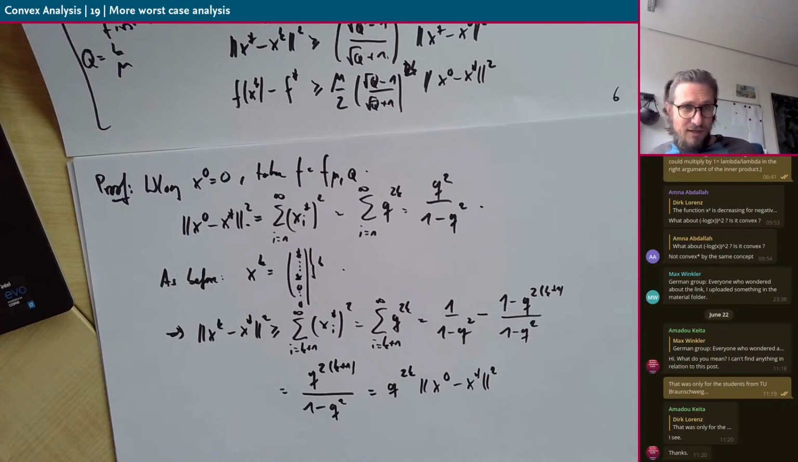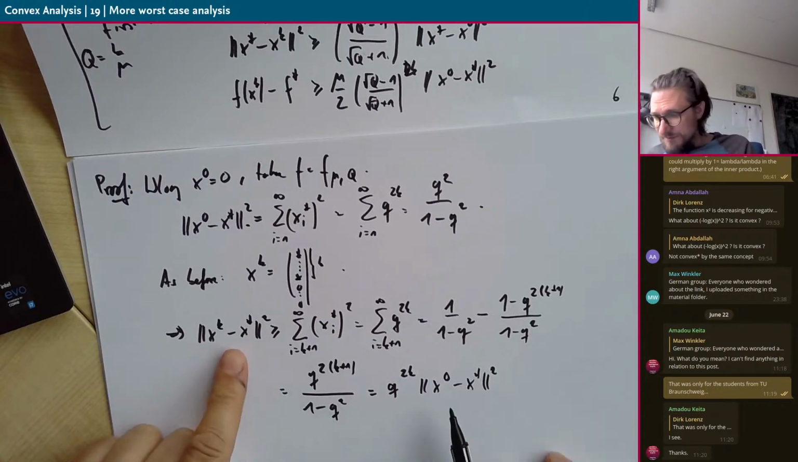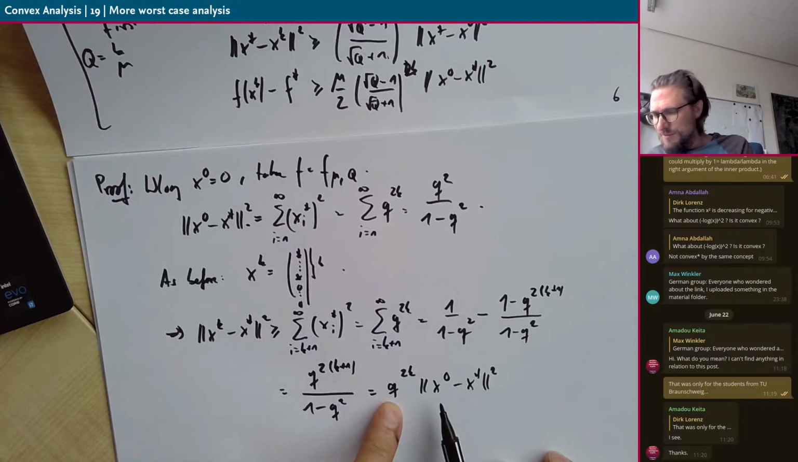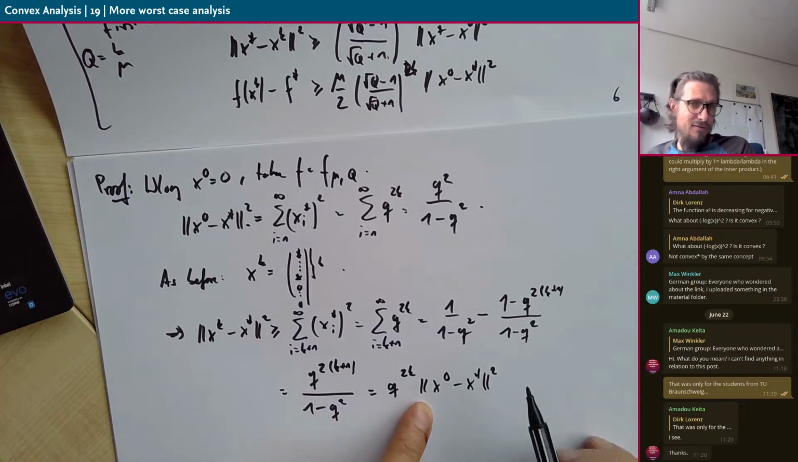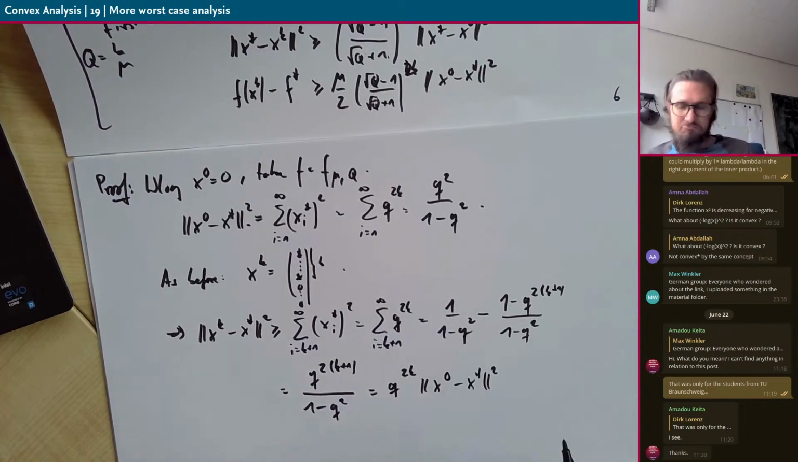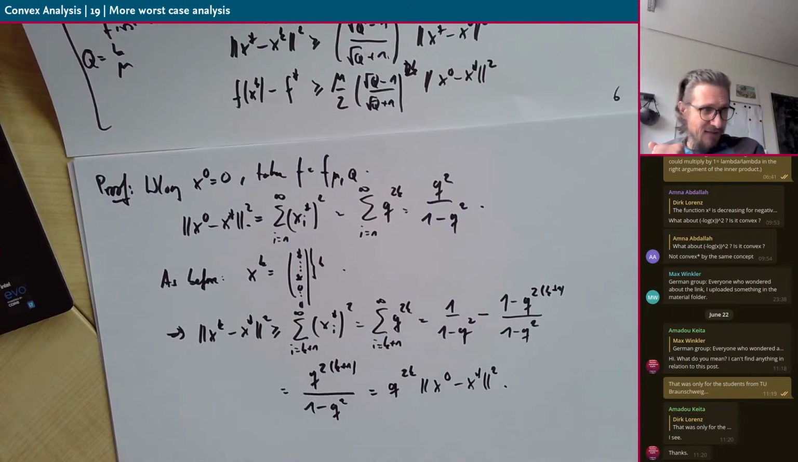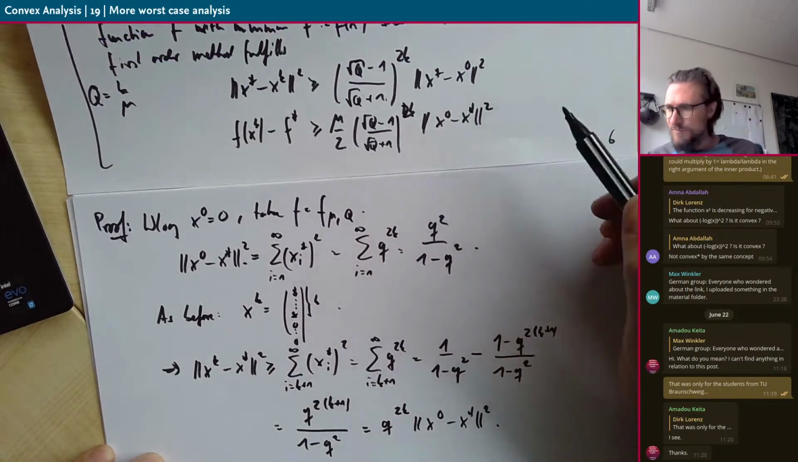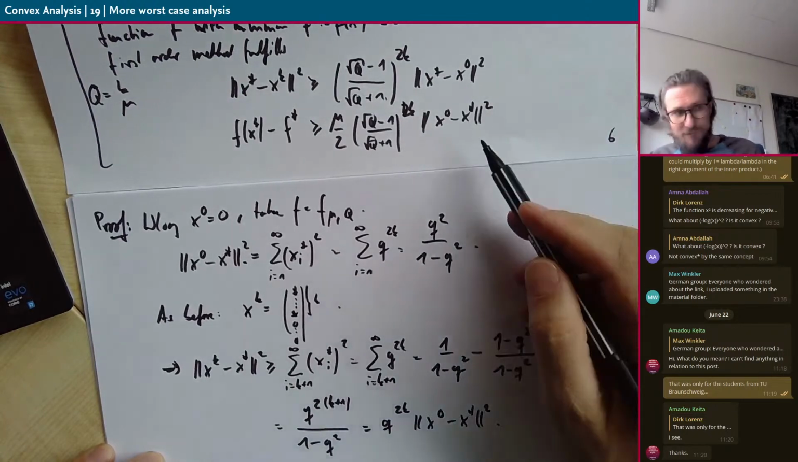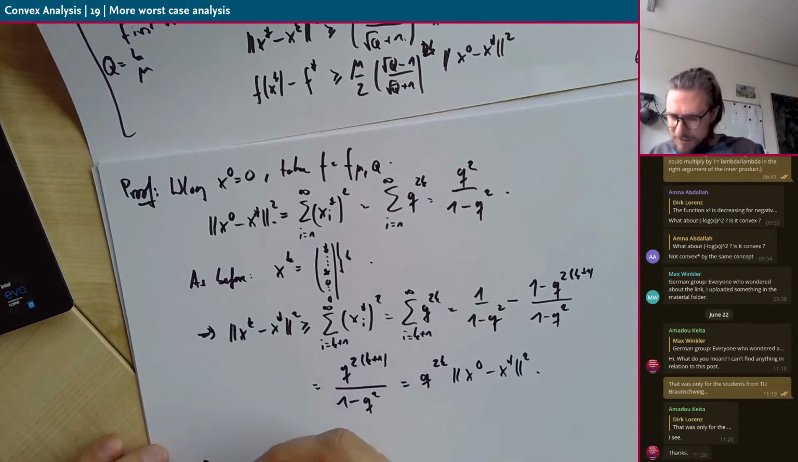And that's already it, right? That was it. The difference of the kth iterate to the optimum squared is larger than Q to the 2K times the distance of the initial iterate to the optimum squared. That was already that. And now this proves this here. And for that, it's very simple.